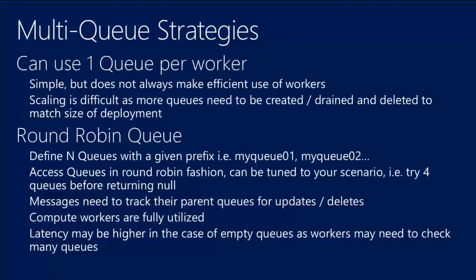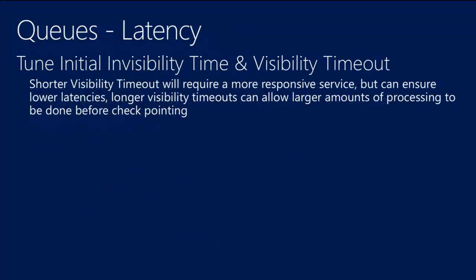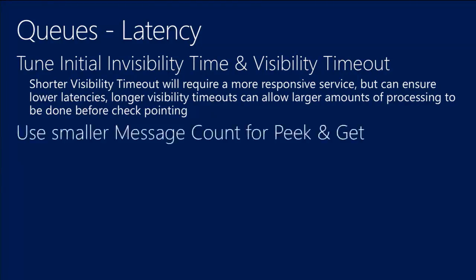You can also tune this. If you have a scenario where you have a bunch of lowly utilized queues, you may have a little bit longer latency as the client may make multiple requests between a few queues to make sure that the queues are all fully empty. But in a high throughput scenario, now you can have multiple queues, each getting up to 2,000 entities a second. For latency, again, tune the invisibility time and timeout. Use a smaller message count for peak and get, and then use multiple queues.